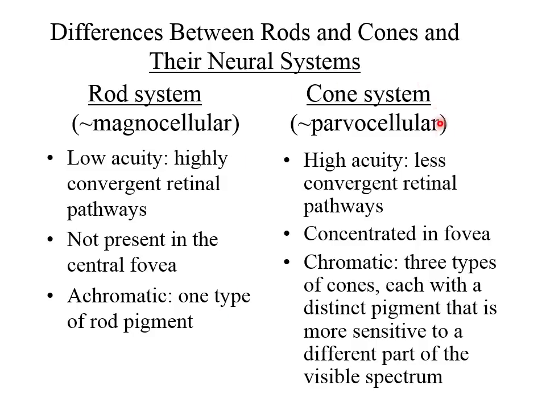The cone system, on the other hand, has very high visual acuity, very little convergence of cones onto multiple different cells further in the nervous system. It tends to stay in a narrow track. And they are concentrated in the fovea. And they're chromatic. They have 3 different types of cones. Each cone has a distinct pigment that's more sensitive to one part of the visual spectrum than another.